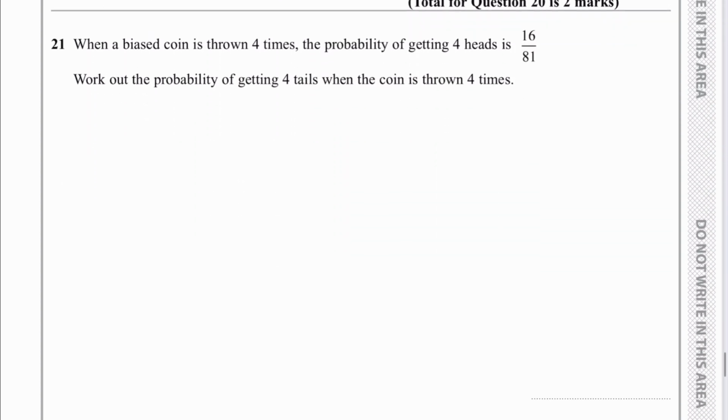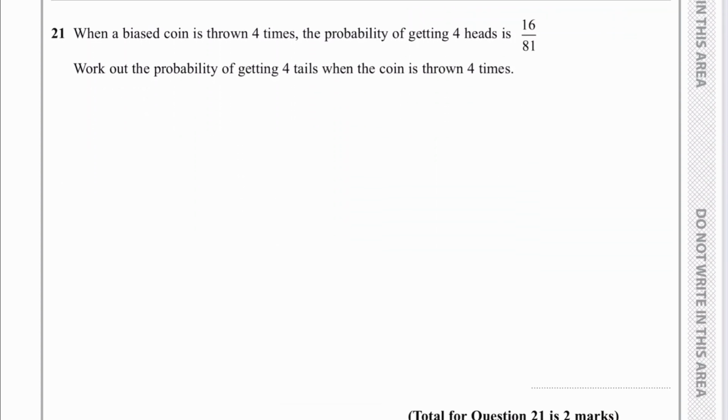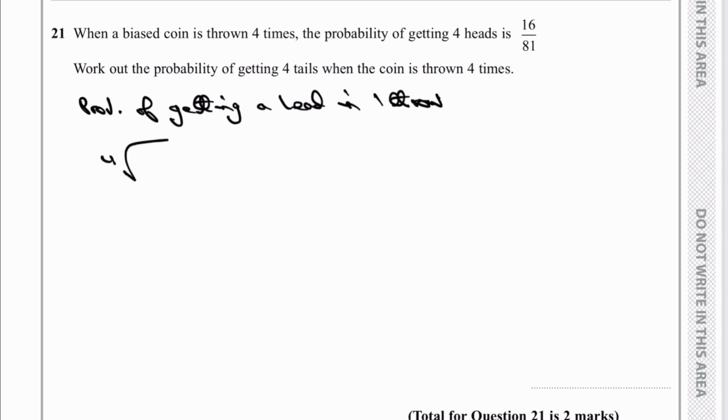Okay, let's have a look at question number 21. A biased coin is thrown 4 times. The probability of getting 4 heads is that. So the probability of getting a head in one throw is actually going to be the 4th root of 16 over 81. Okay, so that very handily works out as 2/3.